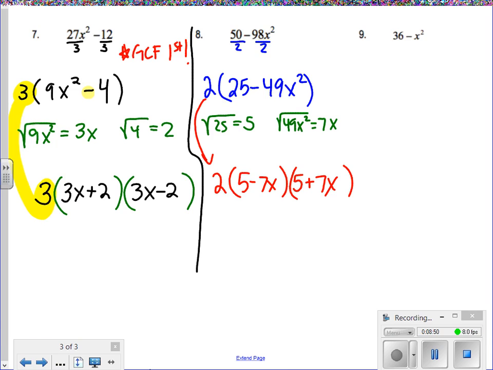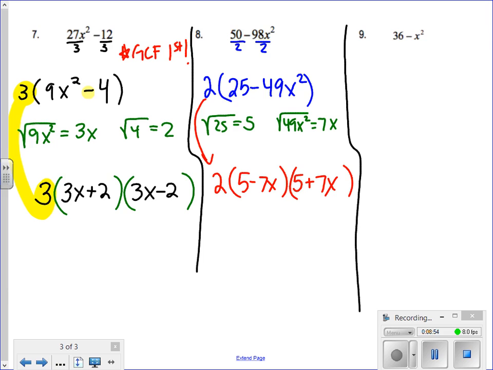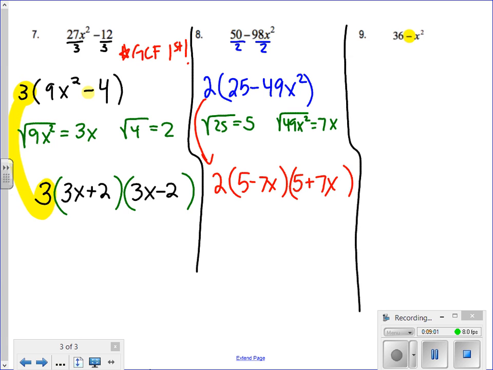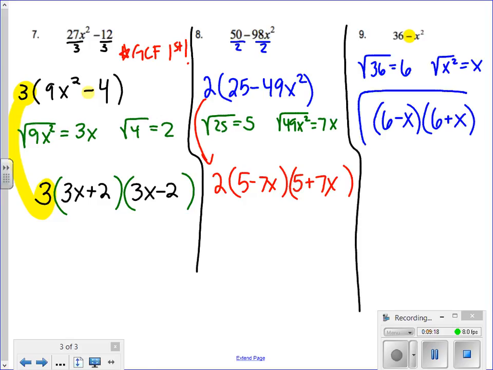All right, last problem on the notes, then we'll do some practice. 36 minus x squared. It's good because there's a minus in the middle, so I can use the difference of squares, and I can already take the square root of 36 and x squared. So the square root of 36 is 6. The square root of x squared is x. So I can jump right in and factor this as 6 minus x times 6 plus x. That's your final answer. You could check it by distributing.